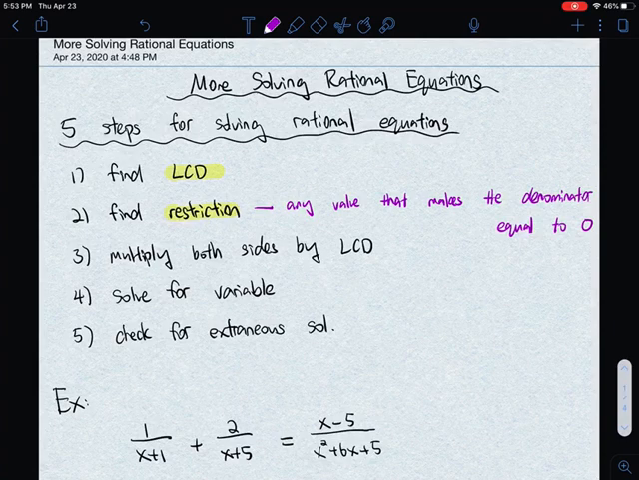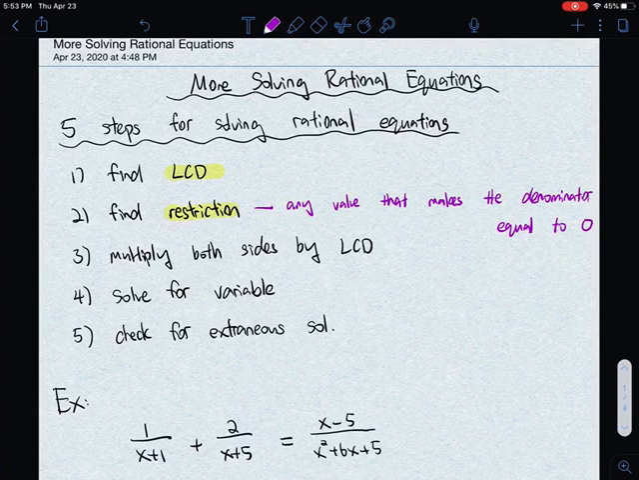So we want to find the LCD, the least common denominator. Find the restriction, which again, is any value that will make the denominator equal to 0. Those are the numbers that we cannot have because we cannot divide by 0. And then step 3 is multiply everything, both sides, by the LCD. And then step 4 is solving for the variable.